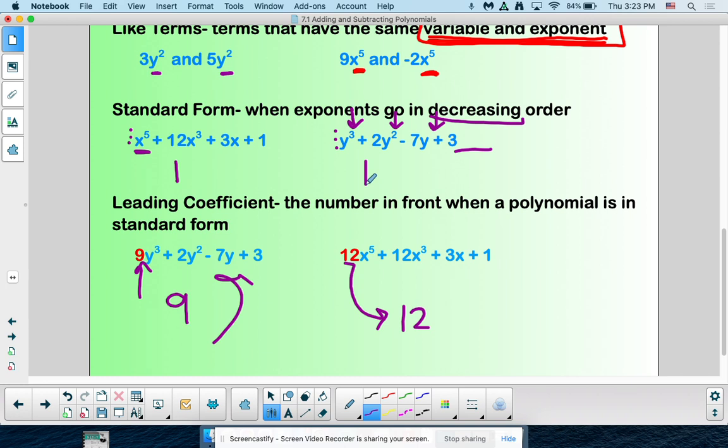Again, I realize I just threw 8 new definitions at you. It's a lot. So I definitely recommend that you write down either an example or the definition, or a combination of the two.